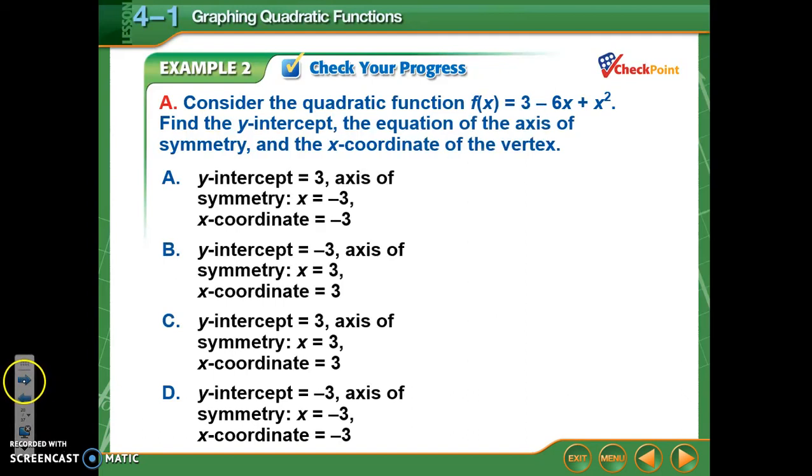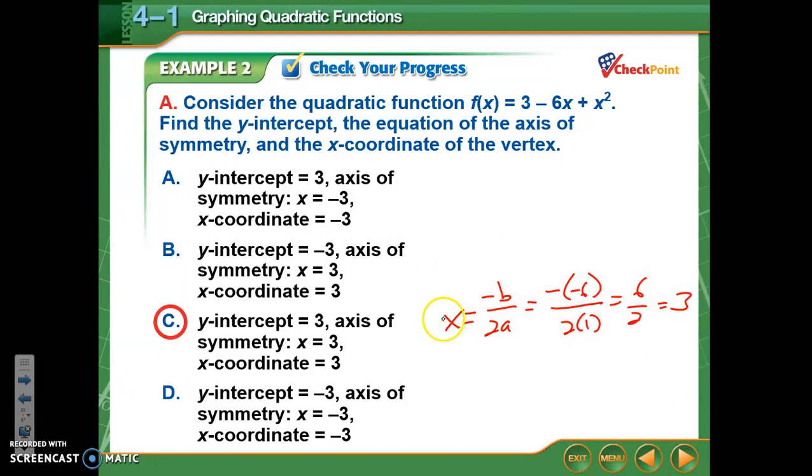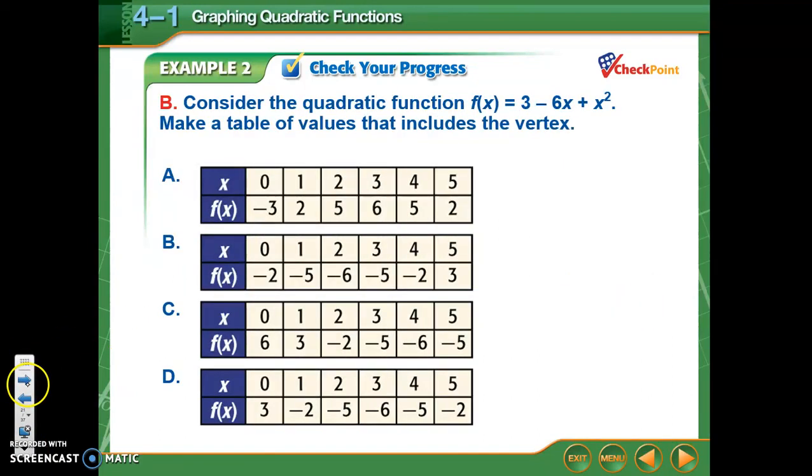Here's the first one. All right, your answer should have been C. You should have gotten a y-intercept of 3 because that's your c value. Your axis of symmetry is x equals 3, which is also the x-coordinate of your vertex. And there's the work for the axis of symmetry if you need that. Okay, try this one, table of values.